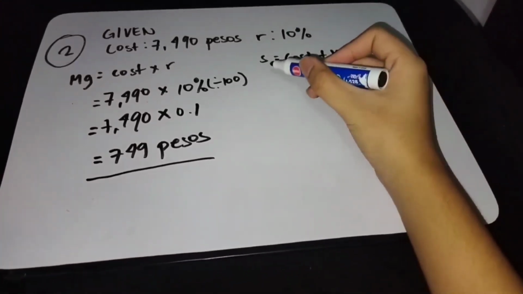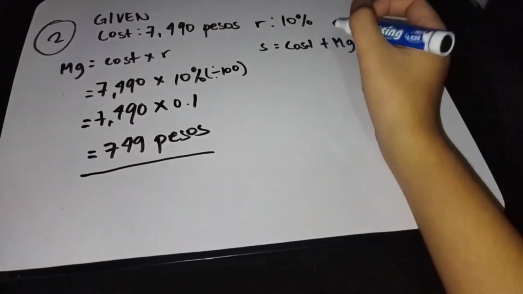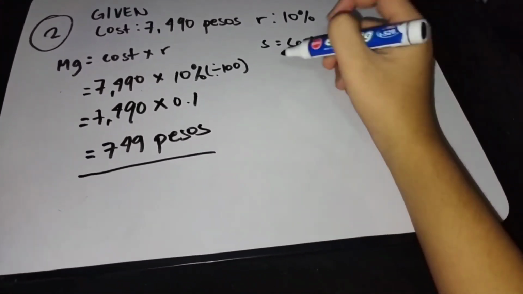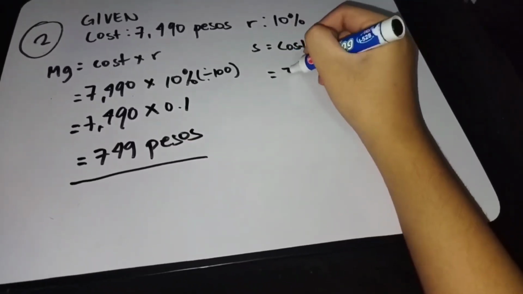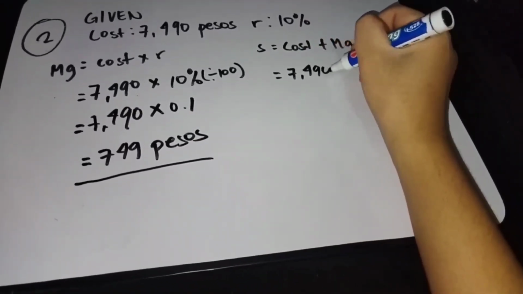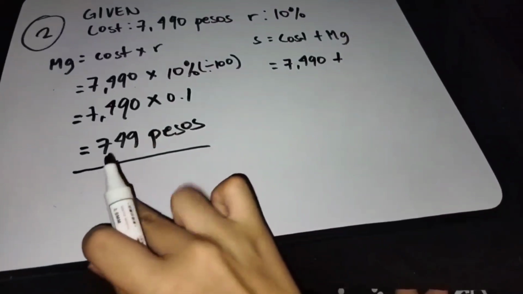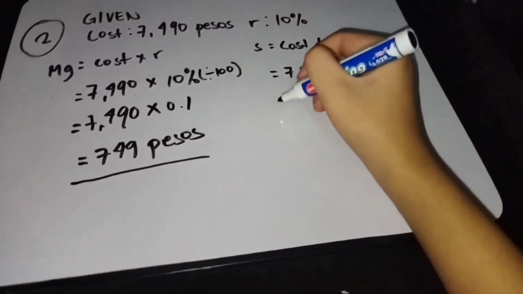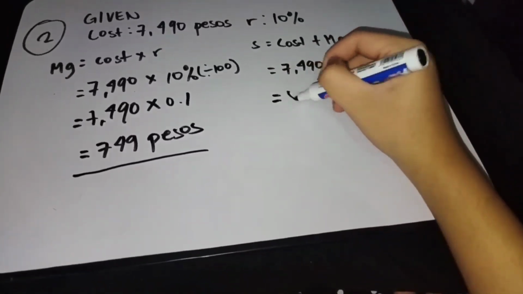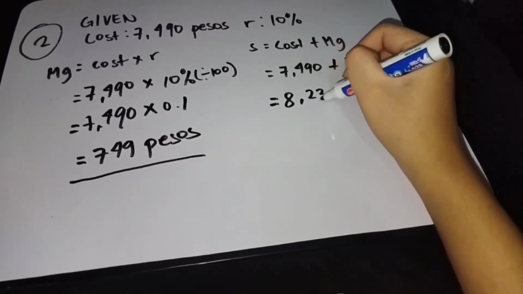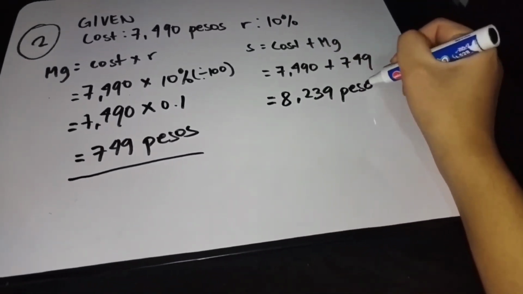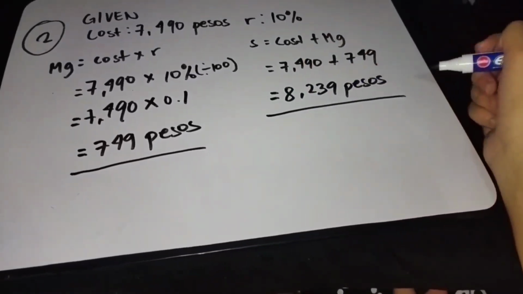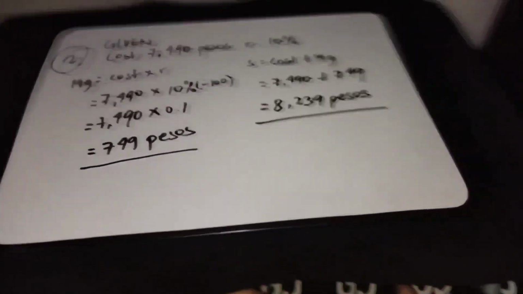So that is now our margin. Now to find the selling price, we need to put the cost and add it to our margin. So our cost is 7,490 pesos plus our margin of 749 pesos, and total would be 8,239 pesos. So, the table is now complete with our new selling price and our margin.